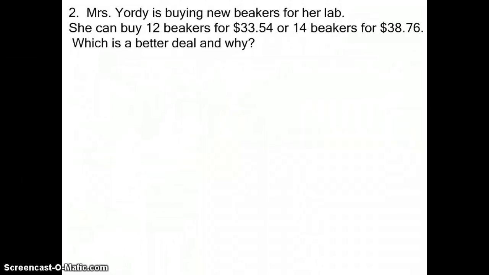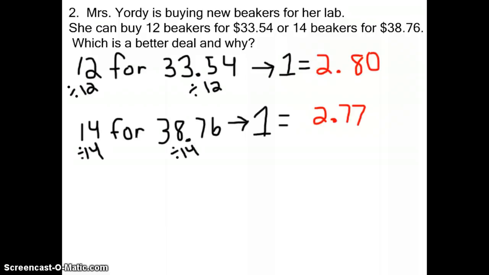Okay, go ahead and read this one and pause, and you can solve it. Go ahead. Alright, the key here is to find the unit rate, or how much it costs for 1 in each deal. For the 12 for 33.54, we take 33.54 divided by 12, and 1 beaker costs 2.80. For the second one, 1 beaker costs 2.77. So the better deal is actually buying 14 beakers for 38.76.